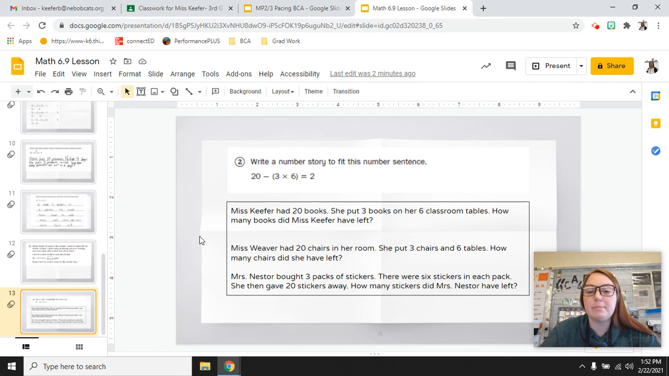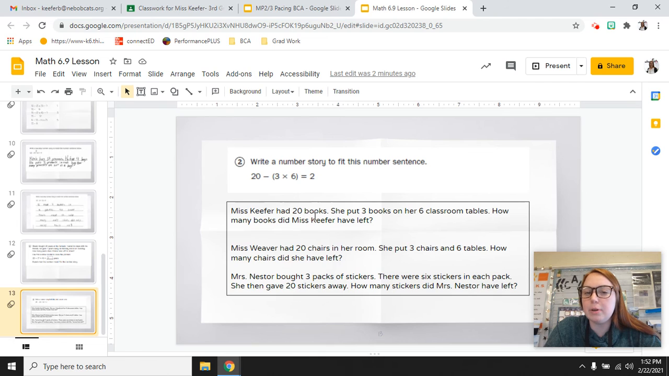The second example was, Miss Weaver had 20 chairs in her room. She put 3 chairs and 6 tables. How many chairs did she have left? And the last one, Mrs. Nestor bought 3 packs of stickers. There were 6 stickers in each pack. She then gave 20 stickers away. How many stickers did Mrs. Nestor have left?